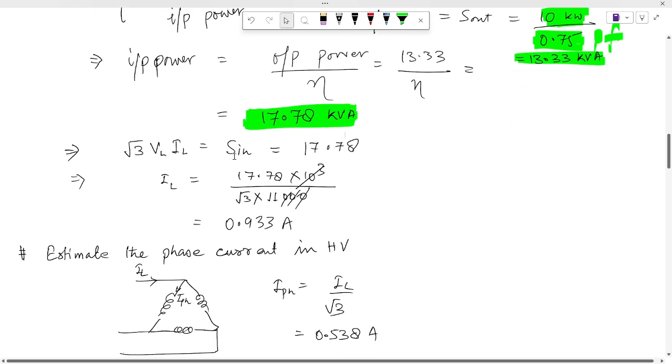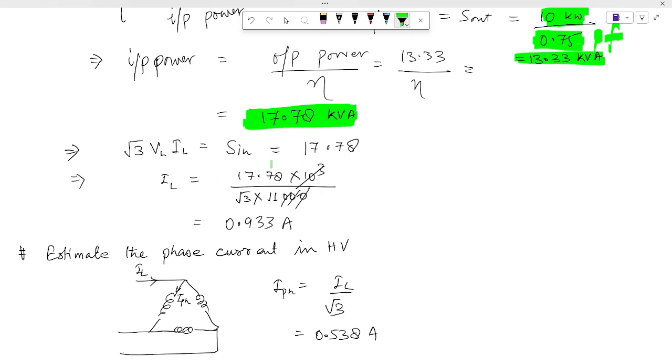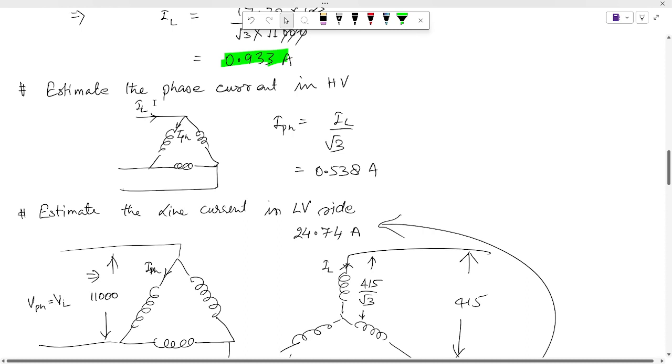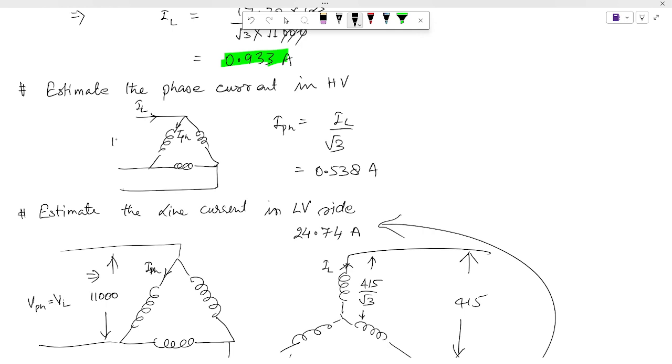Input power can be written as root 3 VL IL, that is 17.78 kVA. So IL we will get by dividing by root 3 times 11 kV, so that is 0.933 ampere. Now they have asked to estimate the phase current in the high voltage winding. The high voltage winding is 11 kV. We have already found the line current, which is 0.93 ampere.